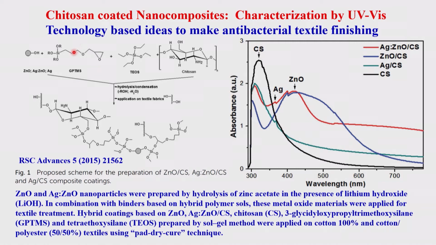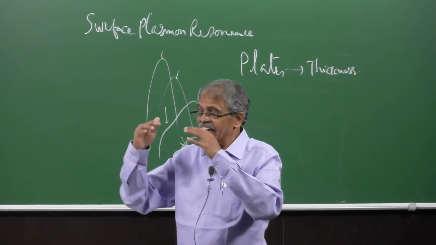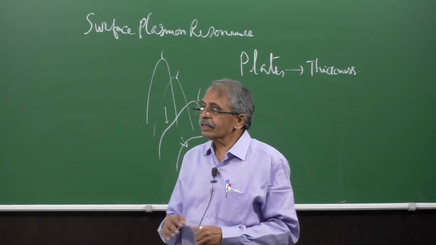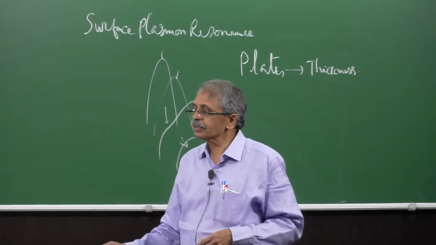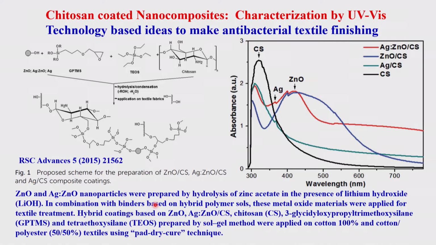You can see this GPTMS, and because of this group, it will open up and then connect, and then tetraethyl silicate, and then the chitosan. Chitosan is a carbohydrate polymer. So if you take these in an appropriate mixture, you can make this kind of polymer. This will hold onto the zinc oxide or silver zinc oxide surface and adhere to the textile, and that will last for long even when you make several washings. Therefore, your cloth becomes antibacterial, and this is very important in medical areas, etc.